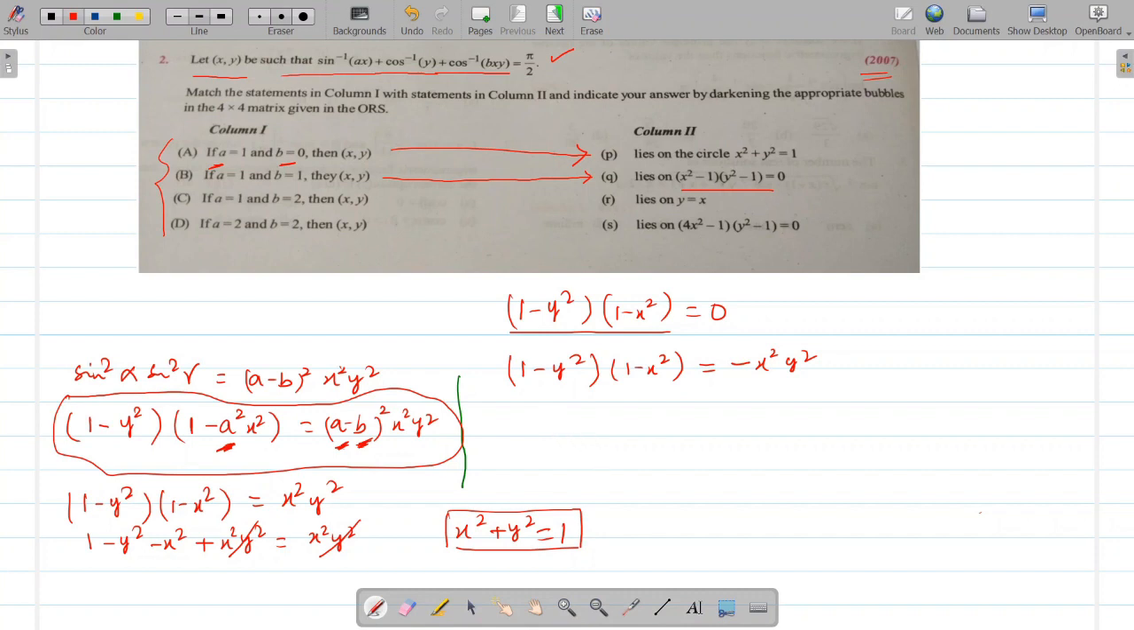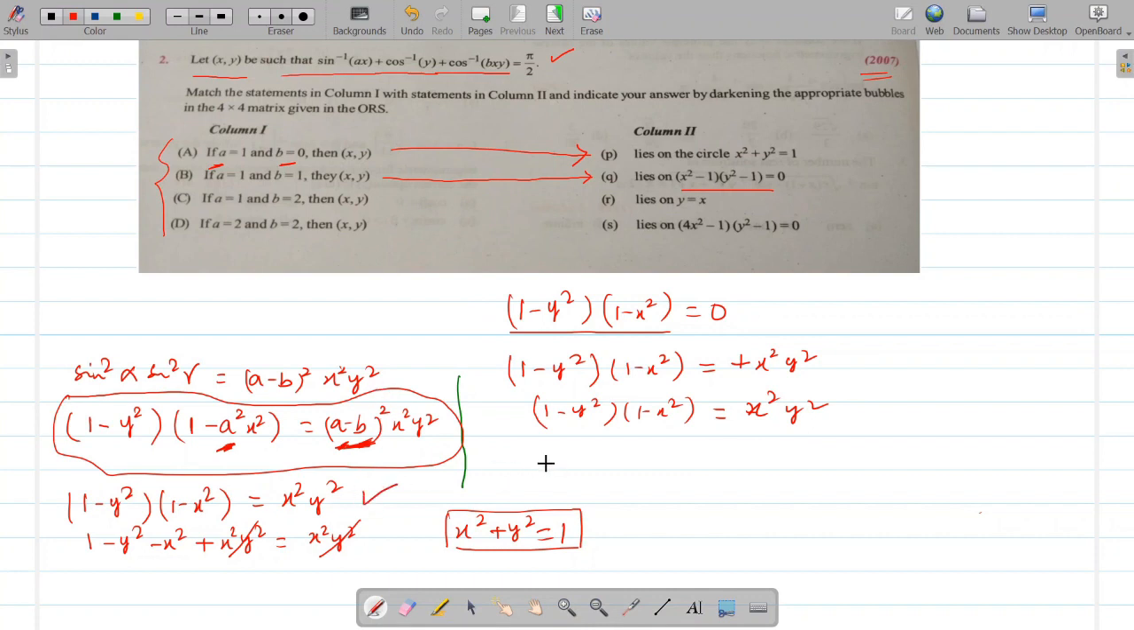So we'll get (1 minus y square) into (1 minus x square) is equal to plus x square y square, because this minus 1's square you have to do, so that will become plus. So this is again the same option with the p, you will get as I have done it here.